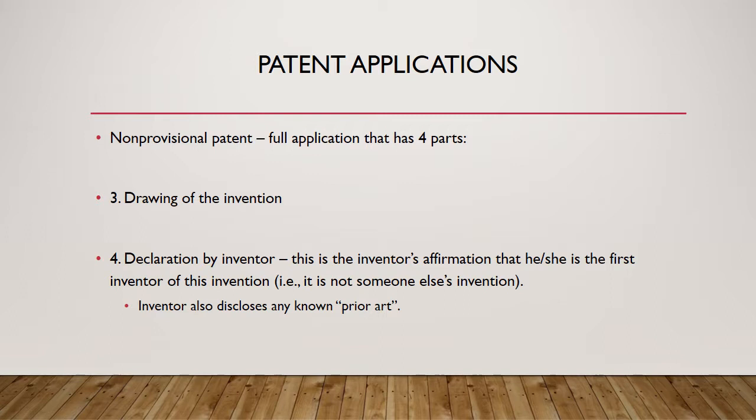One, it's where the inventor affirms that they're the first to make this invention, that they don't know of someone else having invented it, or that there's someone else that's already invented it before them. And then they also disclose any known prior art. So that helps identify for the examiner any other similarities in products that they can compare to ensure that you do have something that is novel.